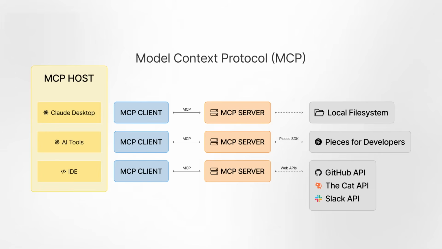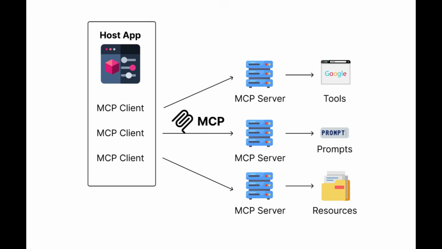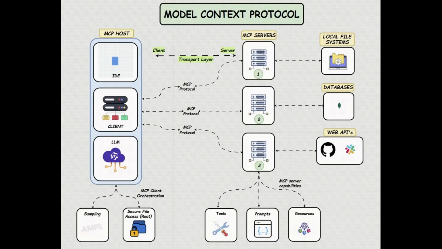The key innovation? Instead of static endpoints, MCP servers dynamically describe what they can do. When a client connects, the server tells the client, here are my tools and what they do. Here are my resources and how to access them. Here are my prompts to help users accomplish tasks.